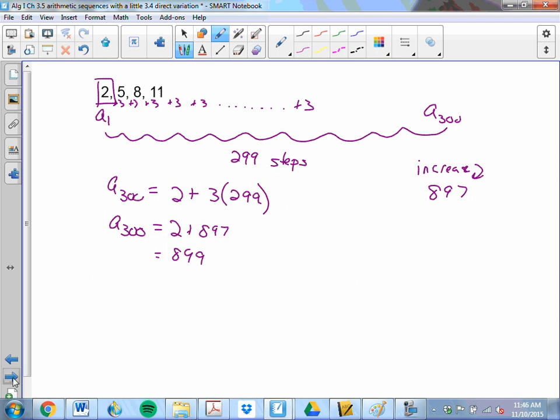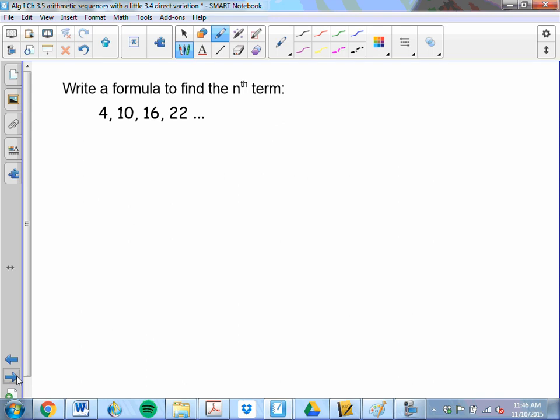We're going to do another example. Here we're going to find the nth term and make a formula to find that nth term.